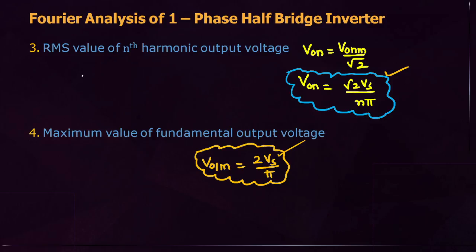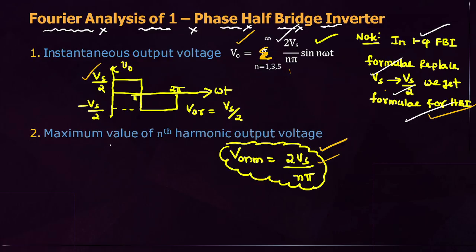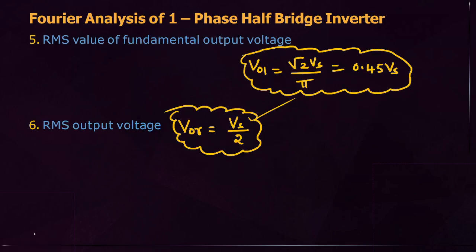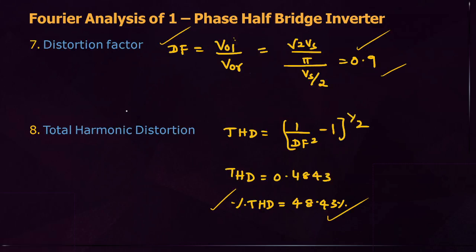All this we have to concentrate on. The first one is: what is the maximum value of nth harmonic output voltage, and what is the RMS value of nth harmonic output voltage in half bridge? These are half bridge inverters. What is the maximum value of fundamental output voltage in half bridge inverter? Sometimes the formulas are asked directly. What is the RMS value of fundamental voltage in the case of half bridge inverter? What is the total RMS voltage? Vs by 2.